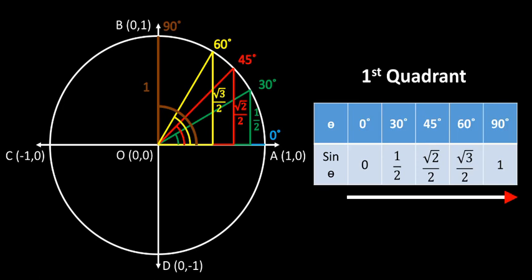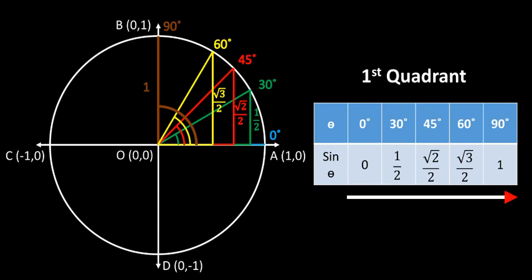When angle is 45 degree, we have a vertical red line whose length is equal to half of square root of 2. When angle is 60 degrees, we have a vertical yellow line whose length is half of square root of 3. And when angle is 90 degree, we have a vertical brown line whose length is 1.